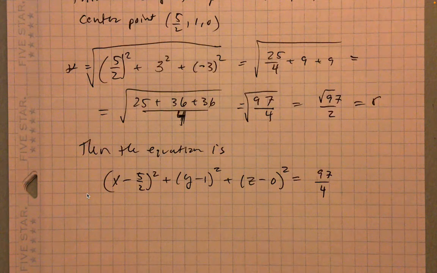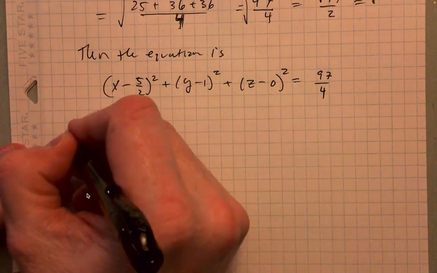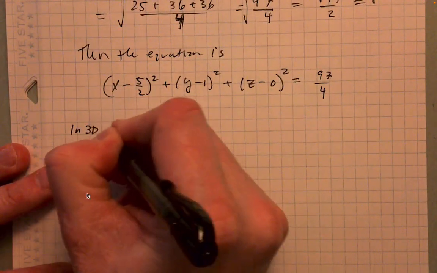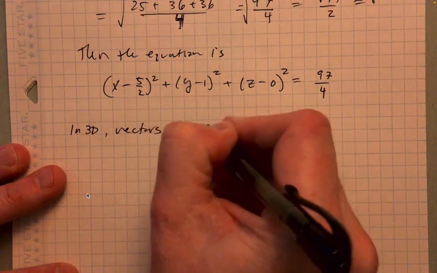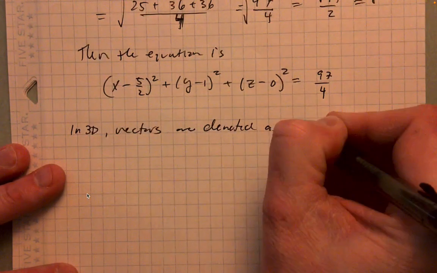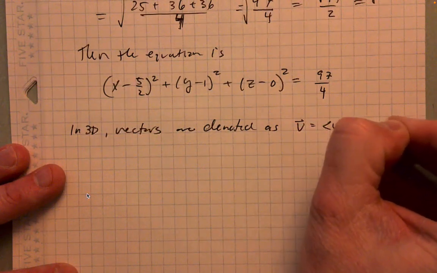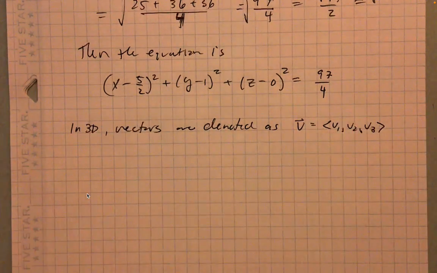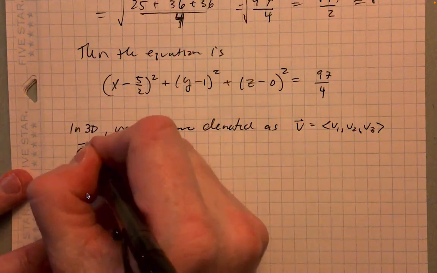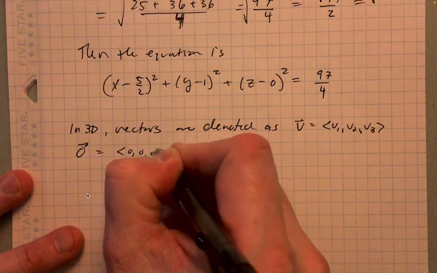We're building intuition using three-dimensional space, the three-dimensional coordinate system. So in 3D space, vectors are denoted as ordered triples. We've kind of seen that, right? So in 3D, vectors are denoted as v equals v1, v2, v3. Okay, the zero vector, of course, is 0, 0, 0.